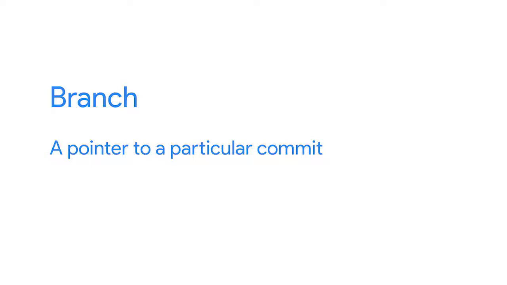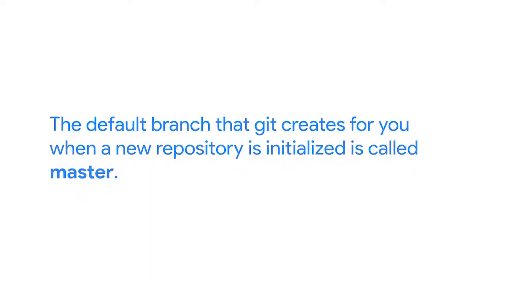In Git, a branch at the most basic level is just a pointer to a particular commit. But more importantly, it represents an independent line of development in a project, of which the commit it points to is the latest link in a chain of development history. The default branch that Git creates for you when a new repository is initialized is called master. All of our examples and development have taken place on this branch so far.